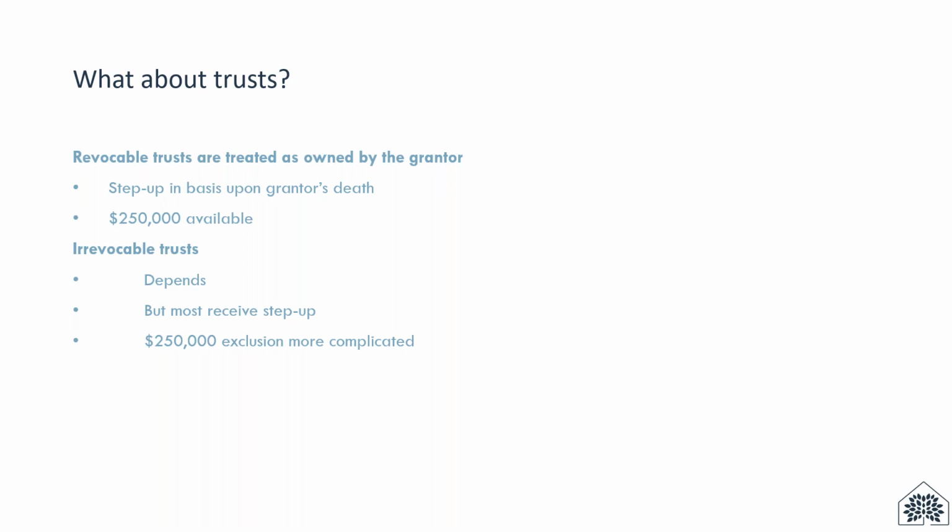But even if it does get the step up, whether it gets the Section 121 $250,000 exclusion is more complicated, and it depends on various factors in terms of how the trust is written, which are a little too arcane for this presentation. But if you have an irrevocable trust and you're selling a home in it, it's best to take it to a tax professional to ask what the tax implications would be.